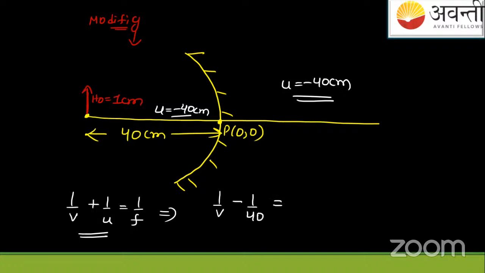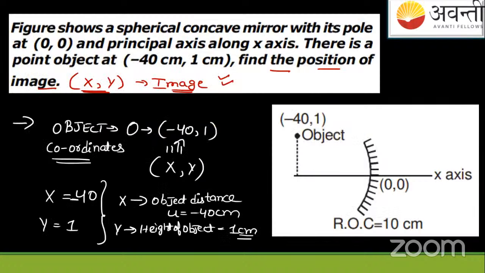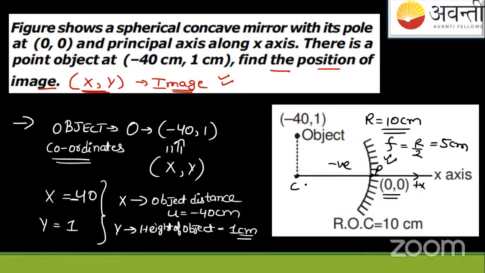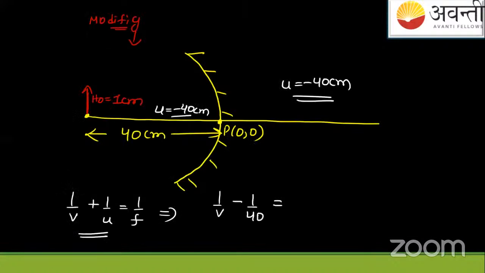What will f be? See, the radius of curvature here is given as R equals 10 centimeters. Focal length is R by 2, that is 5 centimeters. Since this is a concave mirror, the center of curvature C will be on this side. If you start from the pole, it is the negative side. In the Cartesian coordinate system, this is the origin, this will be plus x, and this will be minus x. So I will write here that focus will be equal to -5.